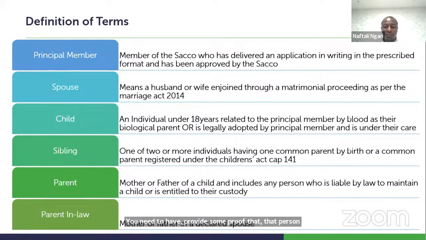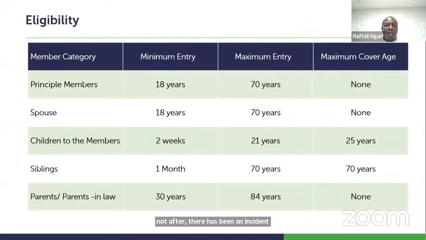It could be a marriage certificate, or it could be a legal affidavit showing that those parents are actually your parents-in-law. Again, acquire this before a claim happens, not after there has been an incident. Now, with that in mind, we would be able to enroll particular members of our family.